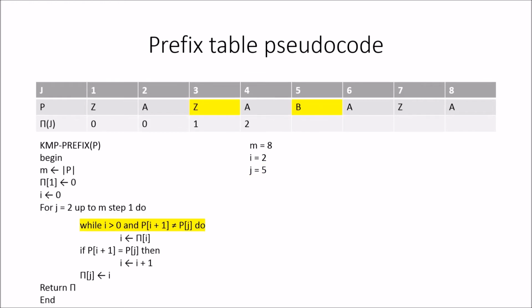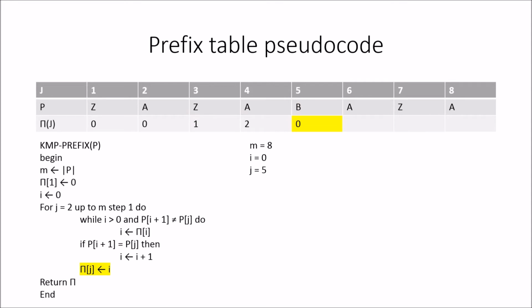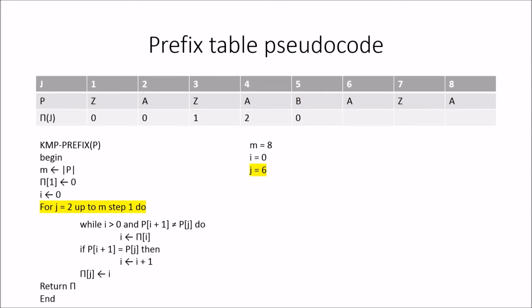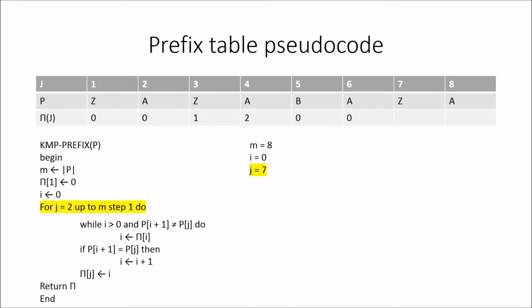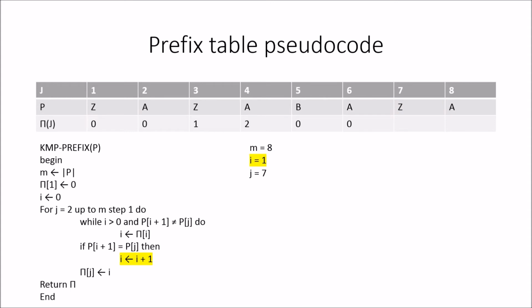Back around again, this time i is greater than 0, and pi[i+1] does not equal pi[j], so we enter the while loop for the first time. We put i equal to pi[i], which is 0. The while loop breaks because i is no longer greater than 0. We do not enter the if statement because pi[i+1] does not equal pi[j], and we put i, which is 0, into the fifth index in the prefix array. This process continues until j is equal to the size of the pattern, and we have a full prefix table.